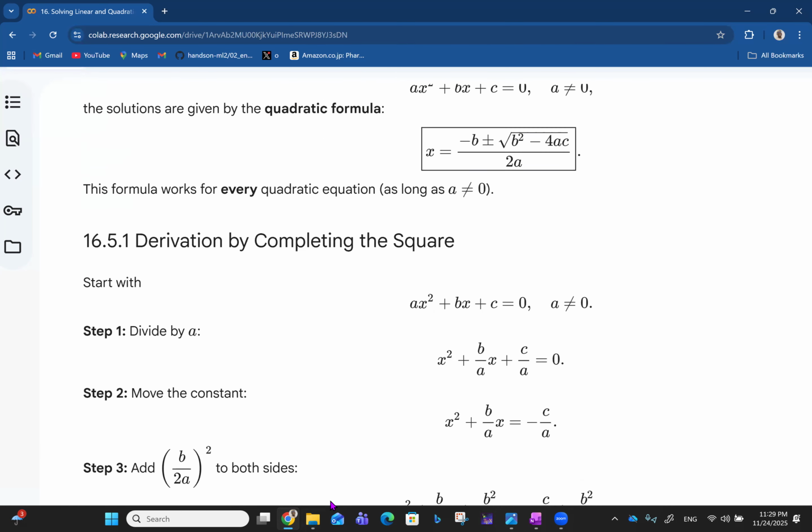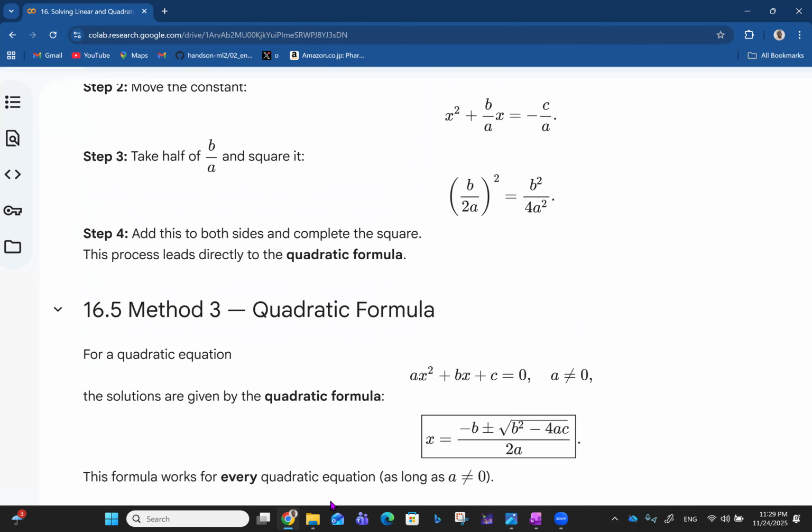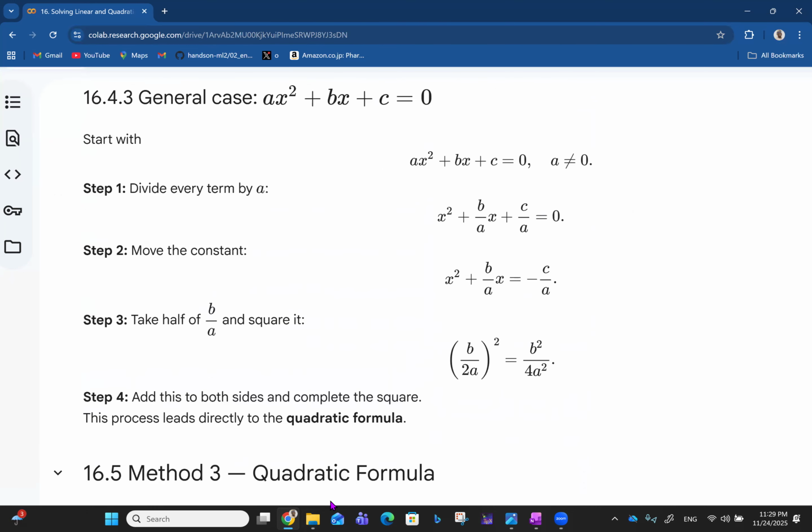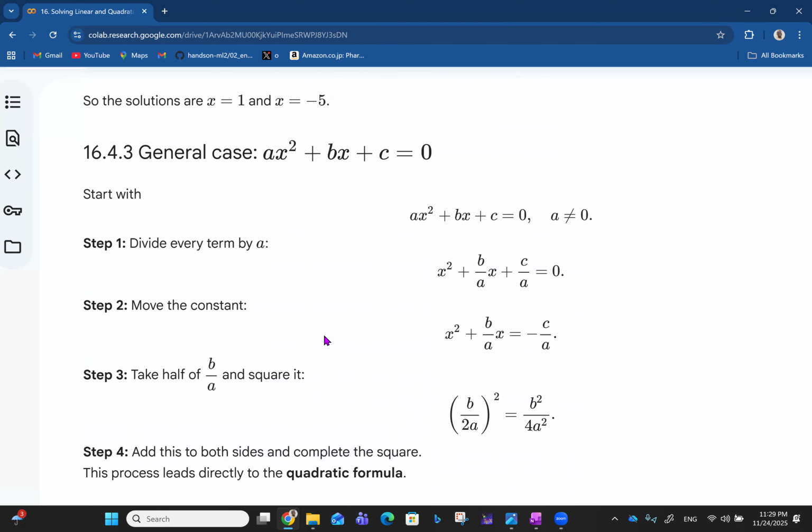But then we can still do the general form. Okay, the general case now is where you have ax squared plus bx plus c equals 0. So you start with ax squared plus bx plus c equals 0, where a is not equal to 0. Then you divide every term by a, that's x squared plus b over a x plus c over a equals 0. So then you move the constant. So the constant now is c over a.